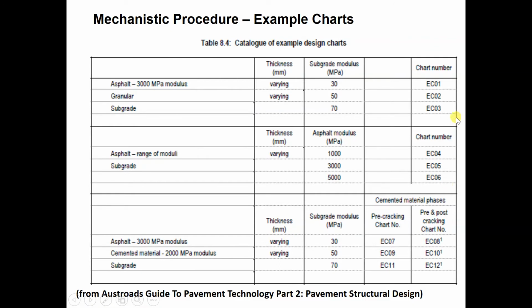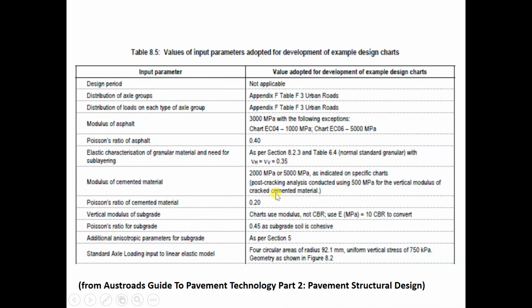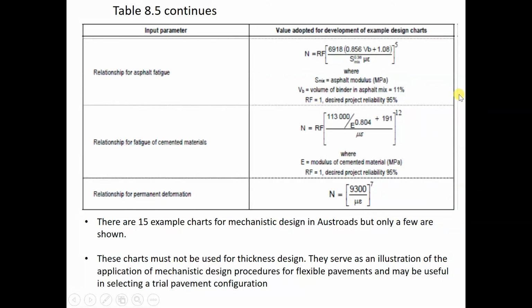Actually there are some charts here, these are the mechanistic example charts. You have to input the cemented materials as well, with different types, the thickness of the cemented layers and also the material properties. And we use all these expressions to come up with the allowable standard axle repetitions for the asphalt, for the cemented materials, and for the permanent deformation, which is applied to the subgrade.